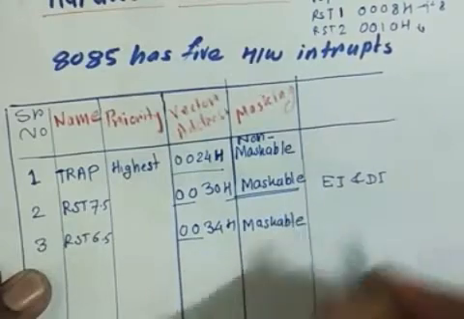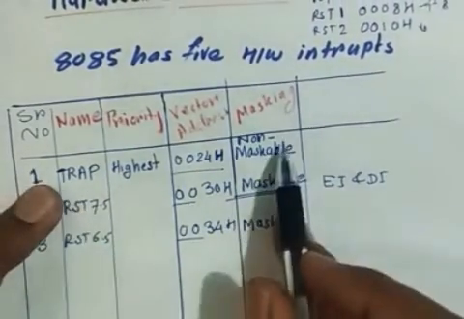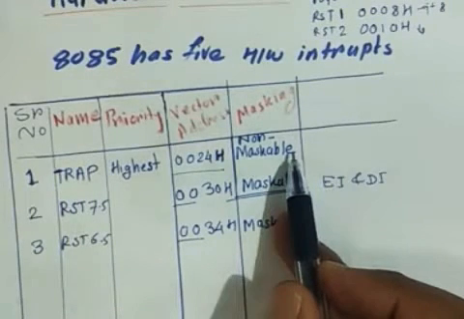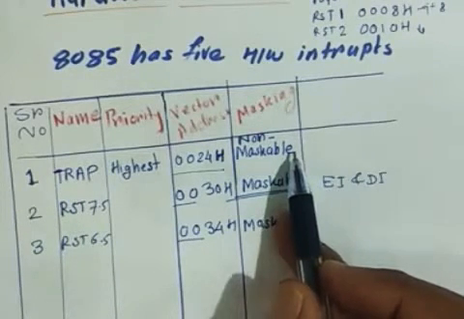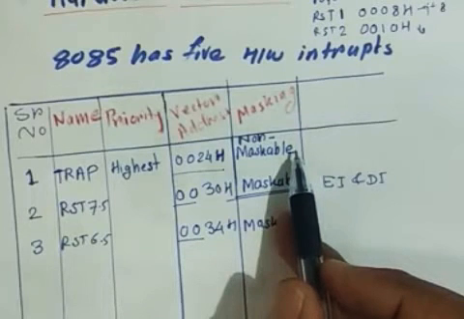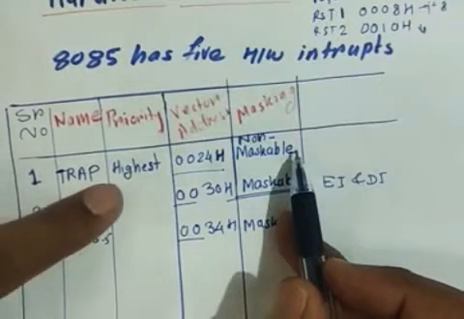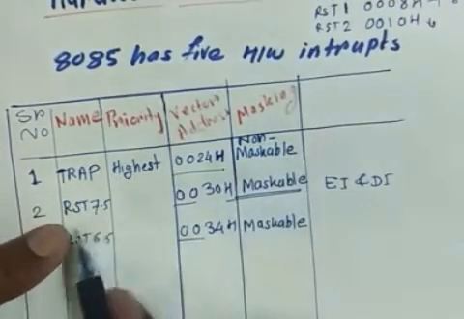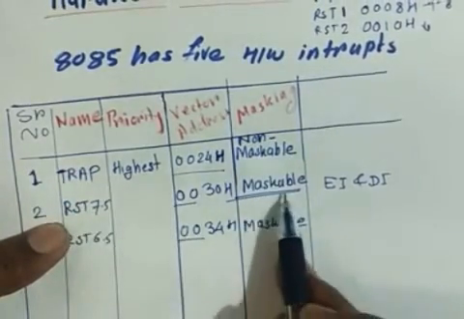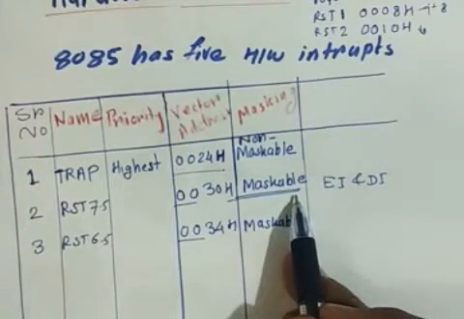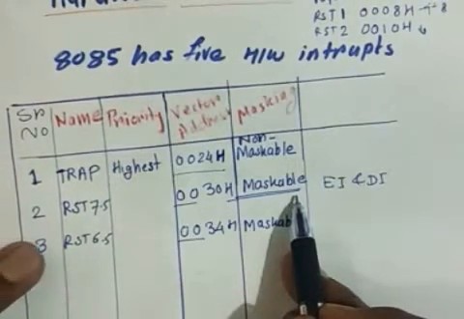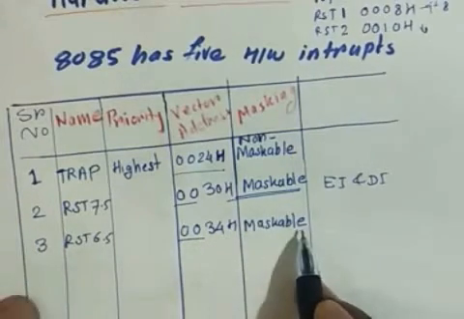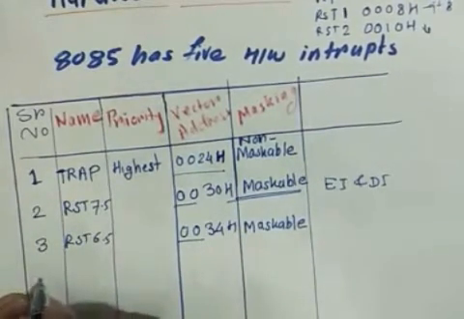So here we can see that TRAP is a non-maskable interrupt, meaning the microprocessor has to respond to that particular interrupt anyhow. That's why it has the highest priority. This is the non-maskable interrupt. Then RST 7.5 is maskable. This can be masked, that is, it can be disabled or enabled by the microprocessor. Similarly, RST 6.5 is a maskable interrupt.